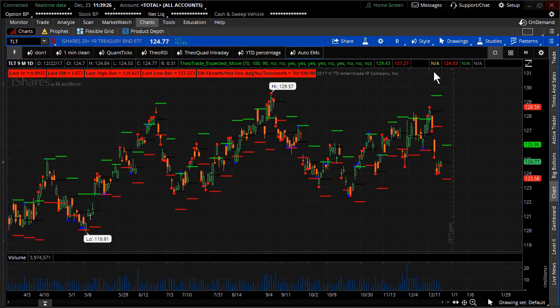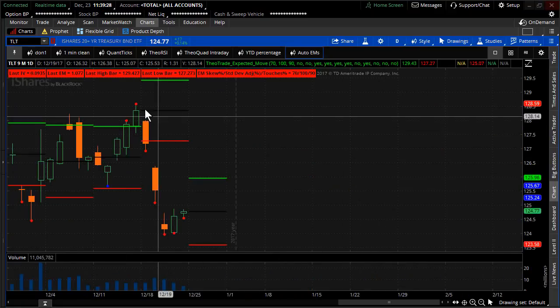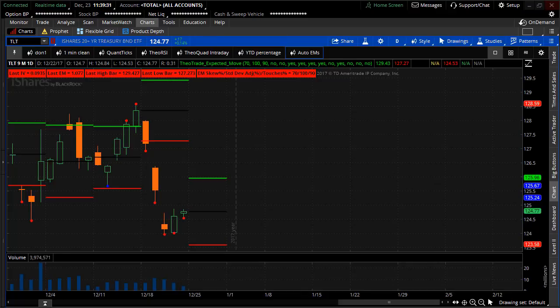And to delineate this a little more effectively, I'm applying auto expected moves. I'm just going to show you where the week began. Right in here is where the week started out. And in five trading sessions, the bonds absolutely imploded below their expected move. Specifically, the move we had last week was about $3.82.